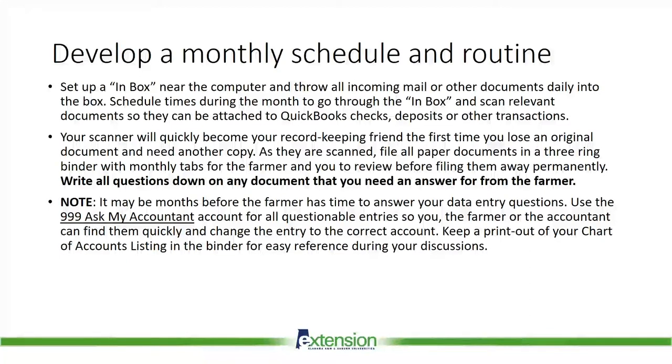Your scanner will quickly become your record-keeping friend the first time you lose an original document and need another copy. As they are scanned, file all paper documents in a three-ring binder with monthly tabs for the farmer and you to review before filing them away permanently. Write all questions down on any document that you need an answer for from the farmer. Let me repeat that. As the bookkeeper, you need to write all questions down on any document that you need an answer for from the farmer.